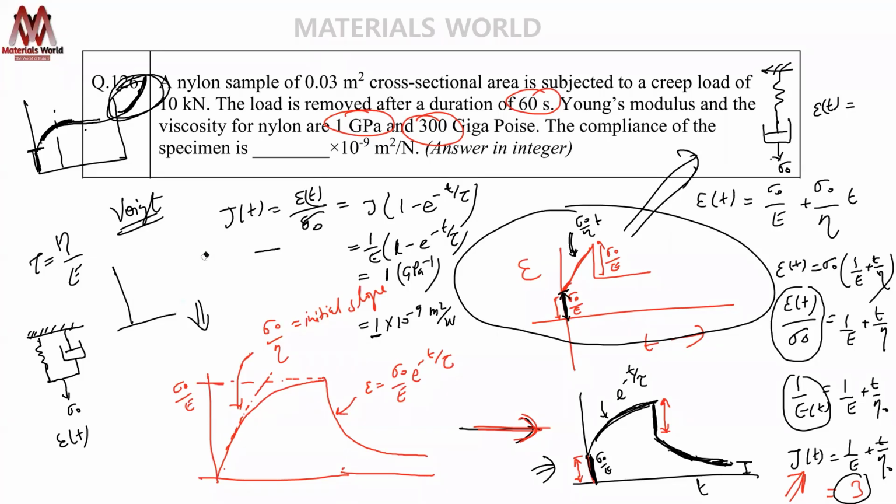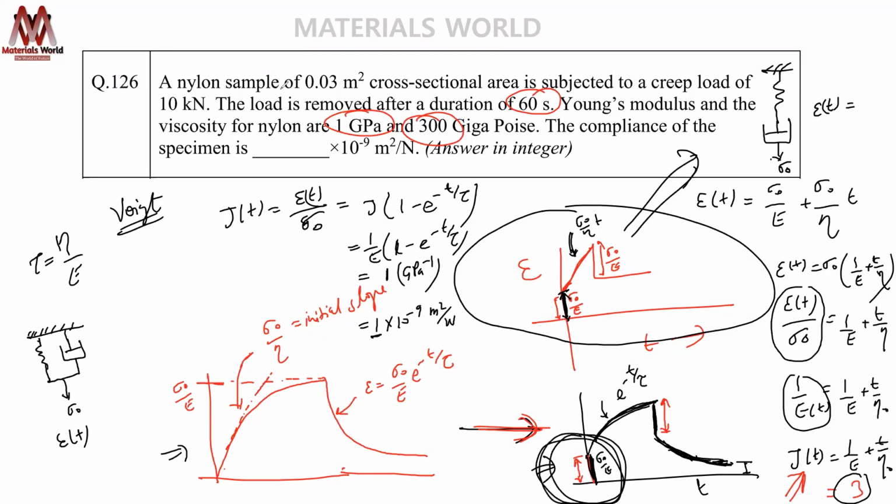So what is lacking in the Voigt model? What is lacking in the Voigt model is that we don't have the elastic deformation component, but we have the elastic deformation component in Maxwell. So if you combine these two, we can, sorry, not these two.